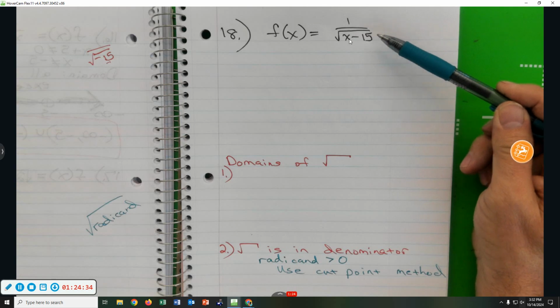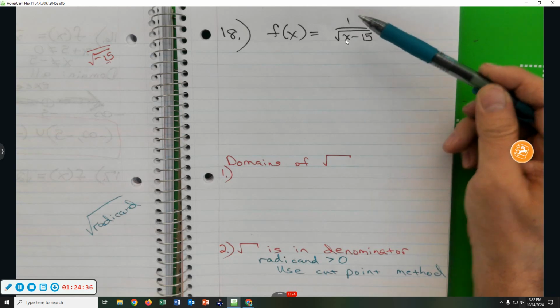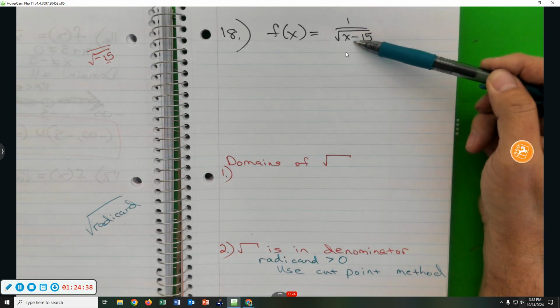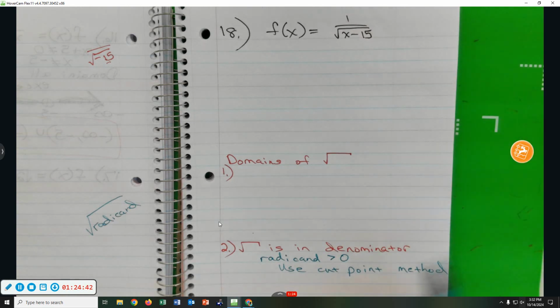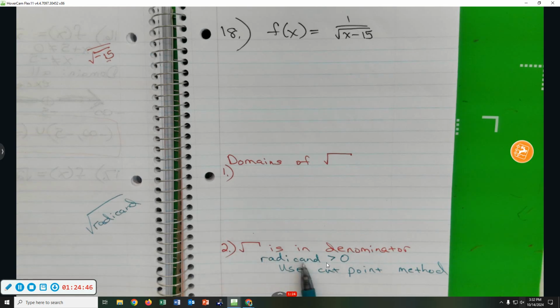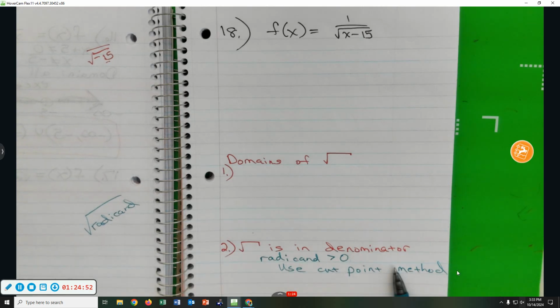Because if you set it equal to 0, then you're going to wind up with a 1 over 0 here, and we know a denominator of 0 is undefined. So if the square root's in the denominator and you're trying to find the domain, just set the radicand greater than 0 and use cut points.